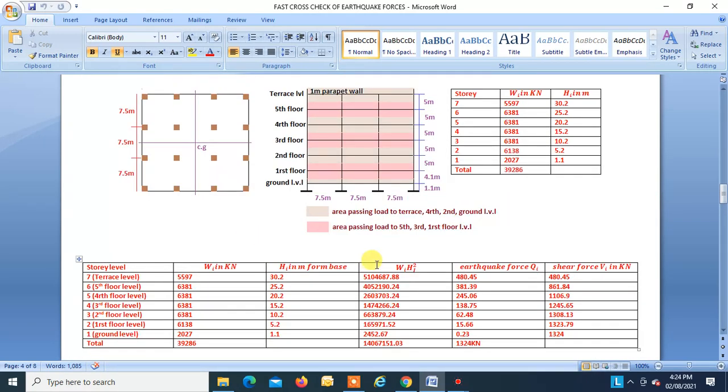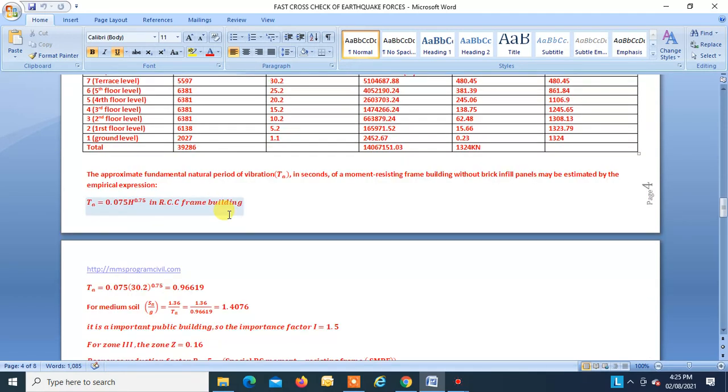So what does this mean? That these earthquake forces which we got are going to be the same in x direction and y direction, right? Because our frame is symmetrical. Okay, we'll see this in detail.